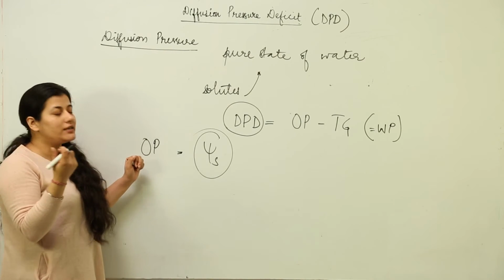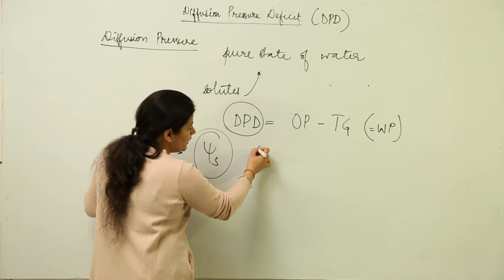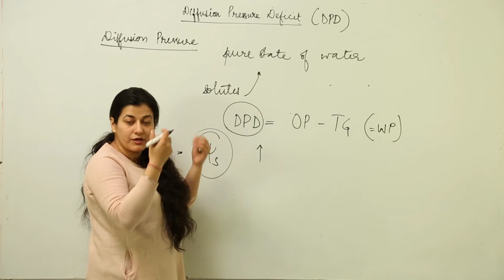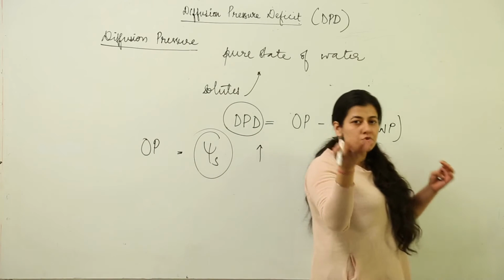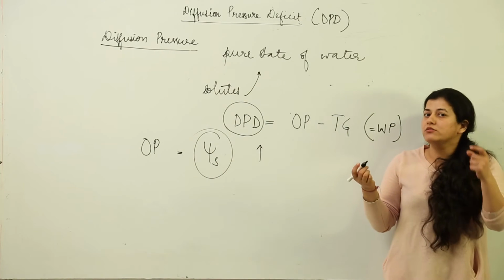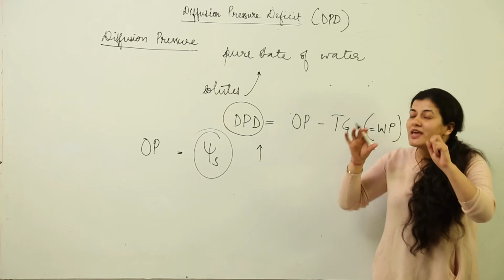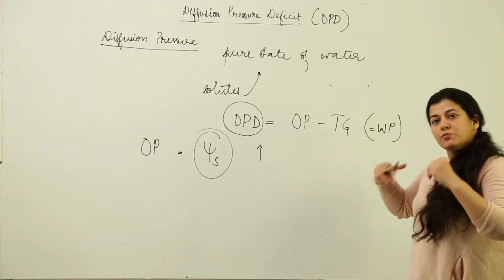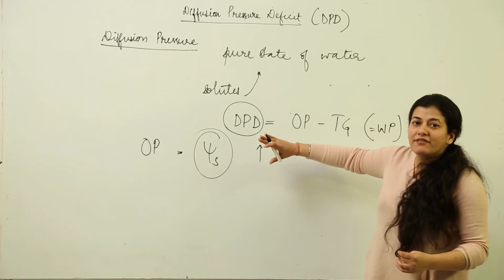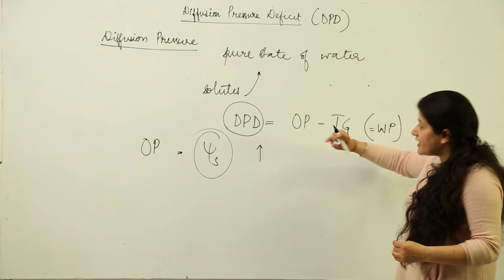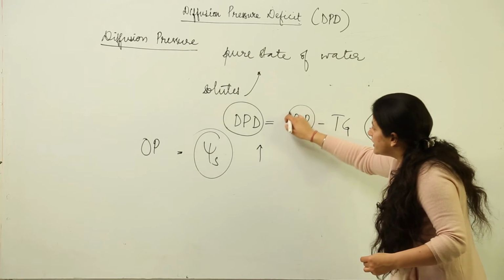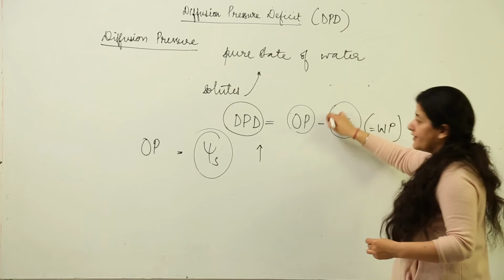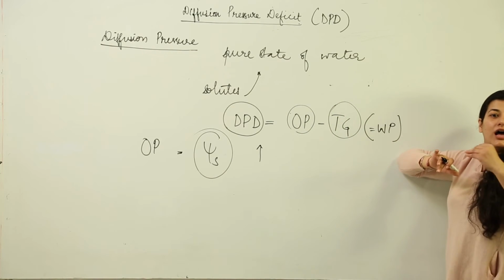Supposedly, if the DPD is higher, the cell would be more thirsty, which means it can drink more water. As in your own case, if you are highly thirsty, you are going to drink 2 or 3 glasses of water. If you are not thirsty, you will drink half a glass of water. In the same way, if the cell is more thirsty, that means it has a higher DPD. That means the difference between osmotic pressure and turgor pressure is higher, so the cell is thirsty.